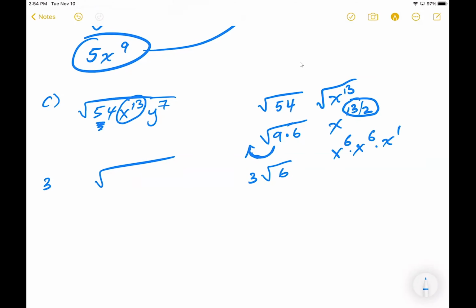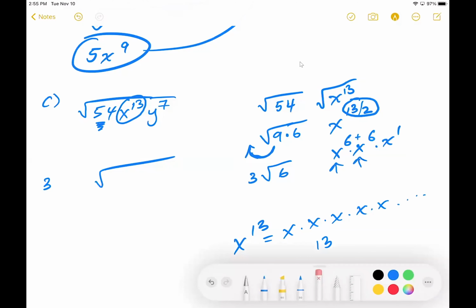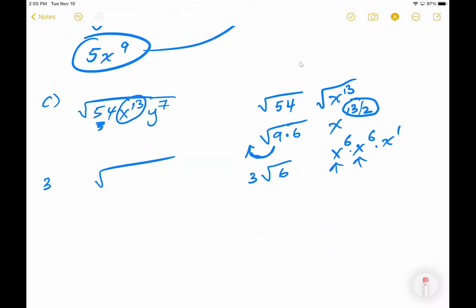Do you agree that in chapter 5, x to the 13 is basically x times x times x, 13 times, right? And x times x times x 13 times is the same as x to the 6th power times x to the 6th power. Because x to the 6th power times x to the 6th power will give me x to the 12th. I have 1 extra because there's x to the 6, x to the 6, and 1 extra, that's why I have x to the 13.